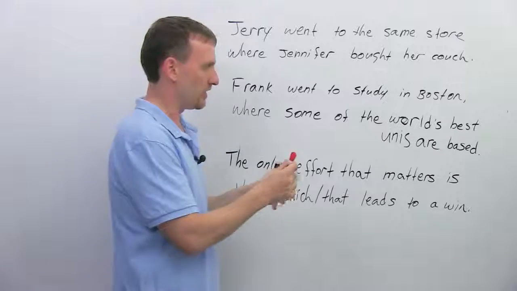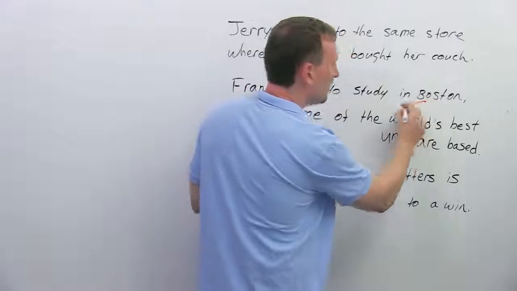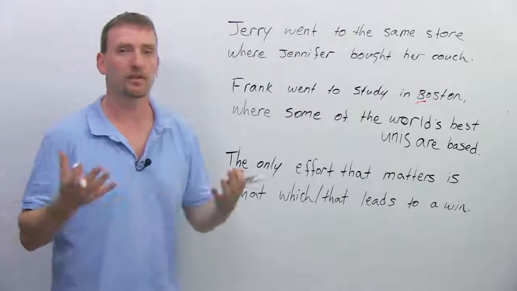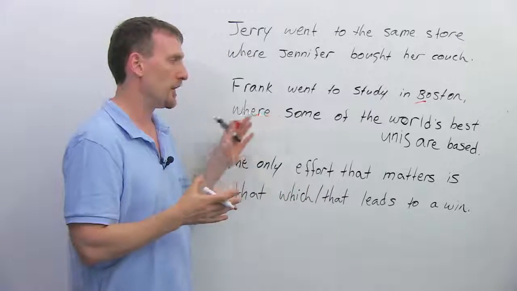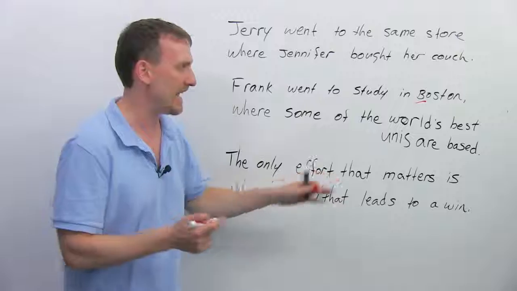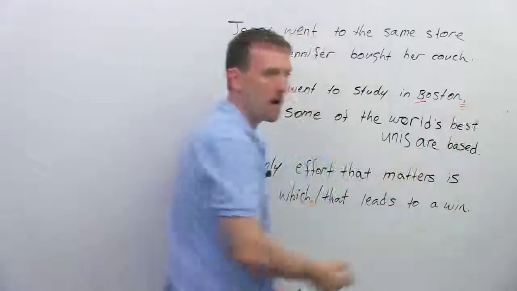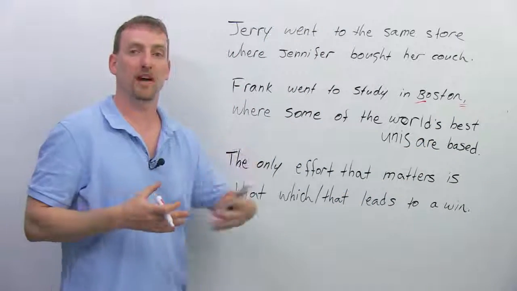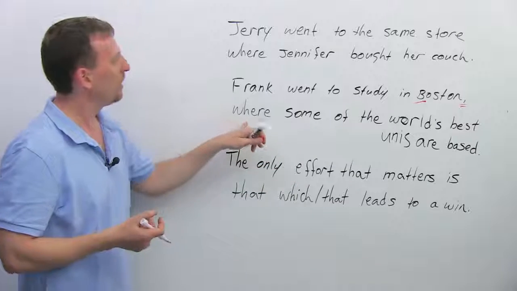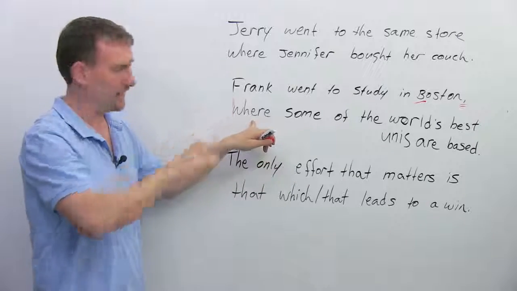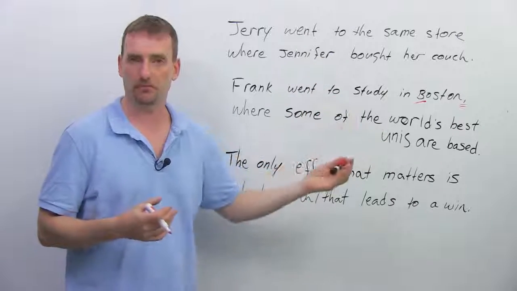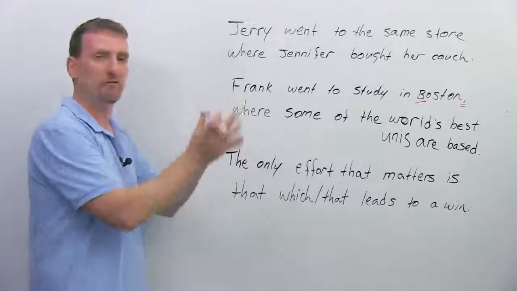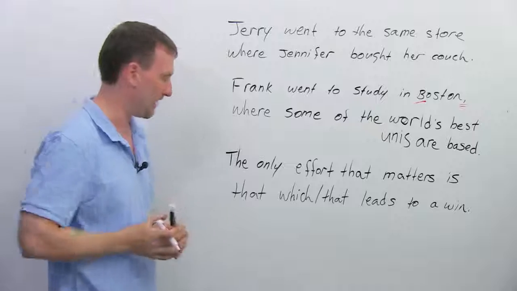Now Boston, first of all, you'll notice a capital B. So it's a proper name. Everybody knows this city, Boston. I don't need to identify it. So anything that comes in the adjective clause after will follow the comma because it's modifying, it's extra information. Where means Boston, the place, the city, where some of the world's best universities are based. Simple enough. But again, right after the noun, it's modifying.